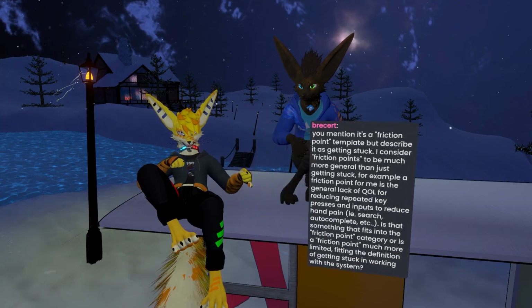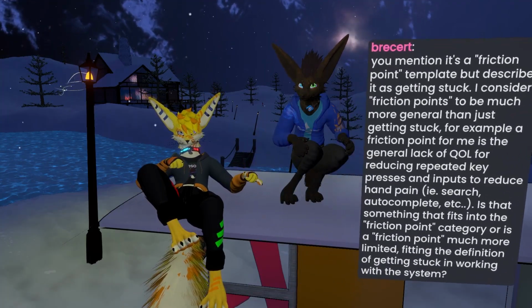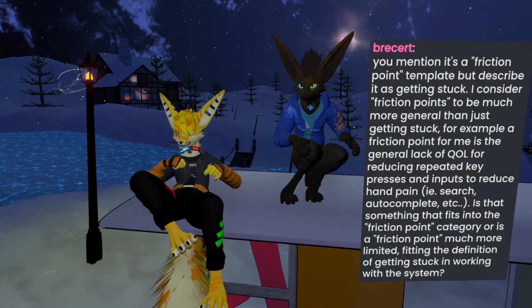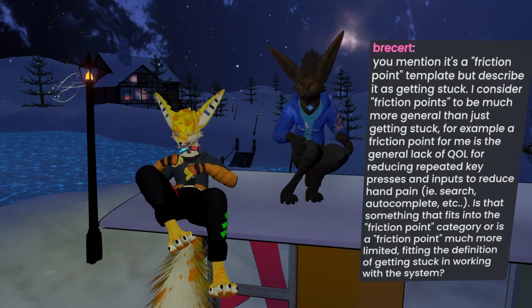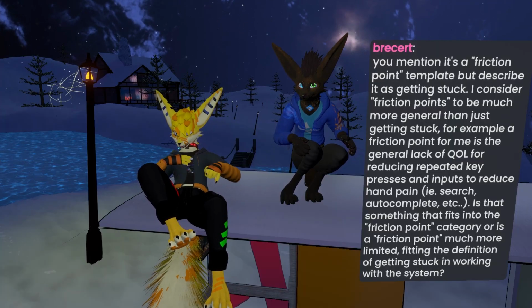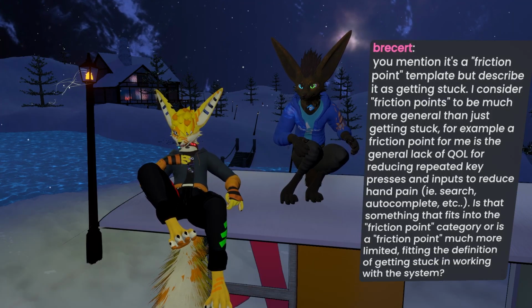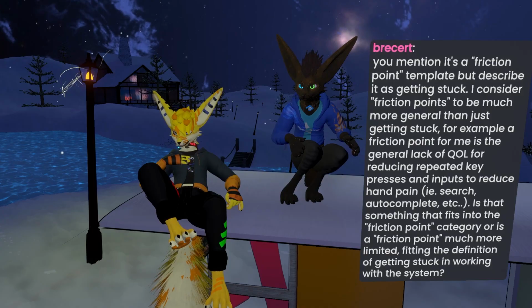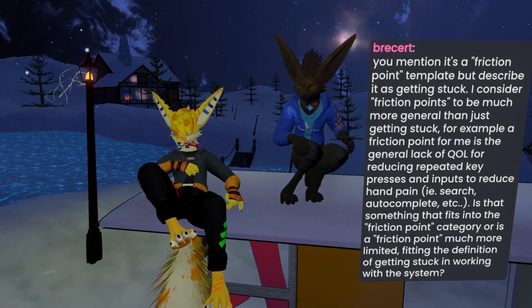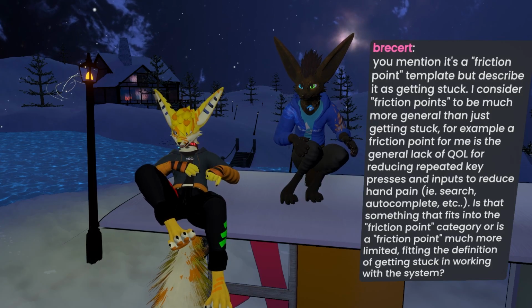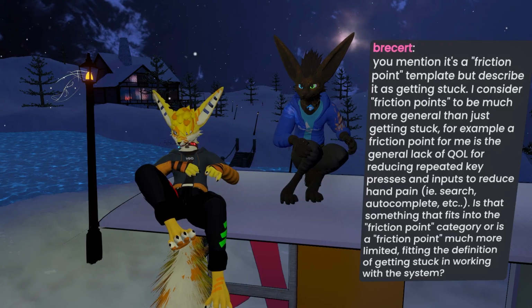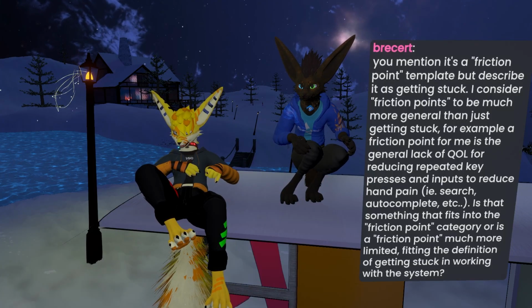And Bersert's asking, you mentioned it's a friction point template, but describe it as getting stuck. I consider friction points to be much more general than just getting stuck. For example, a friction point for me could be a general lack of QL for reducing repeated key presses and inputs to reduce hand pain. So is something like that in the friction point category? Is friction point much more limited, fixed to the definition of getting stuck working with a system?